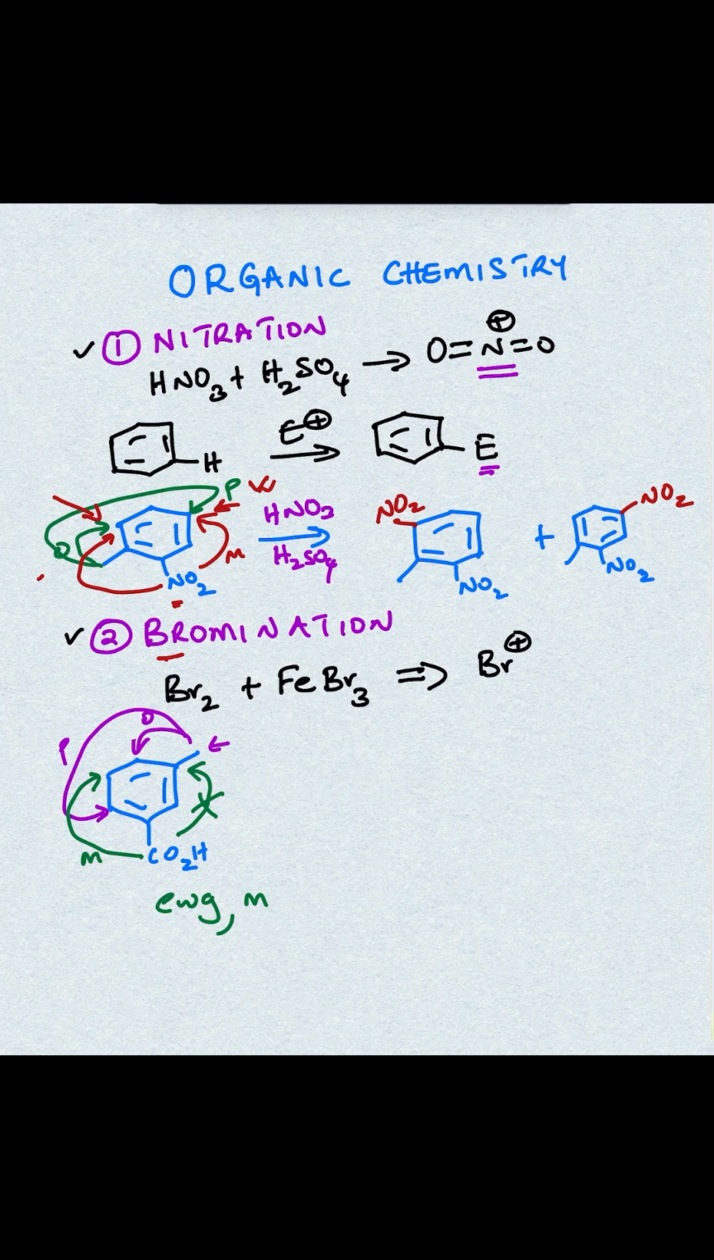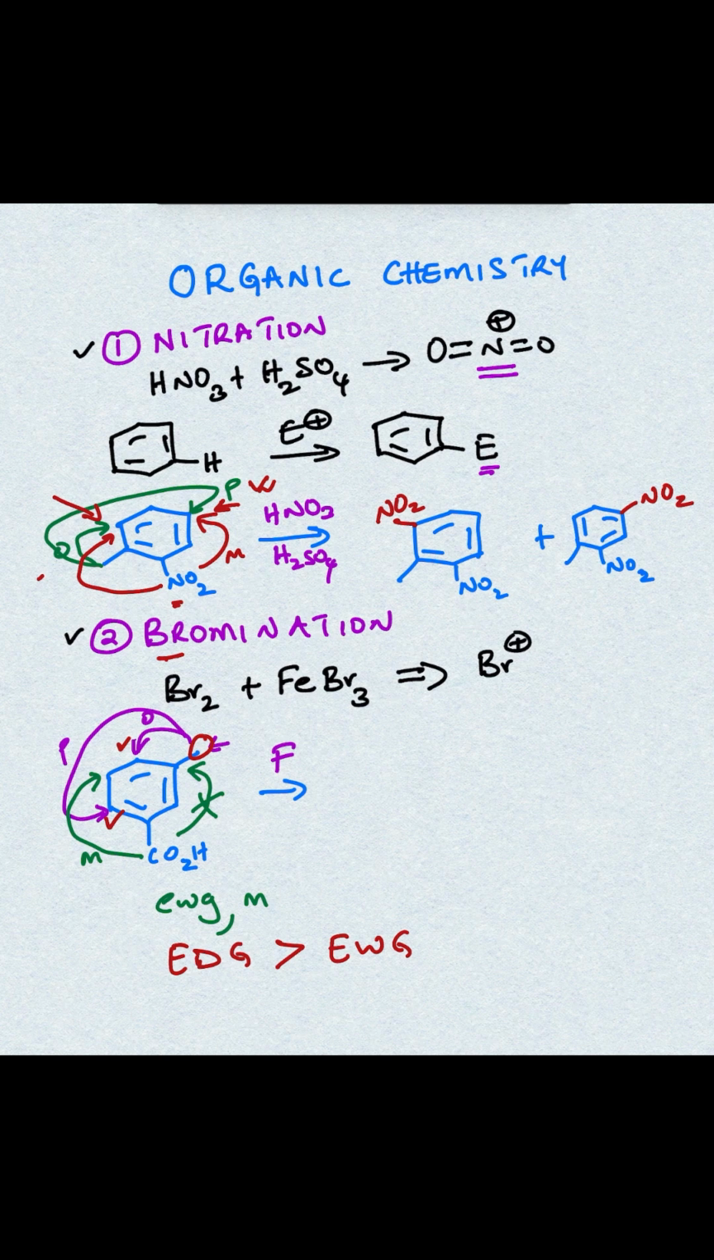Now what you need to know is that electron donating groups are stronger directors than electron withdrawing groups. So a CH3 here is an electron donating group, and therefore this position and this position will win, and therefore you end up with these two products.